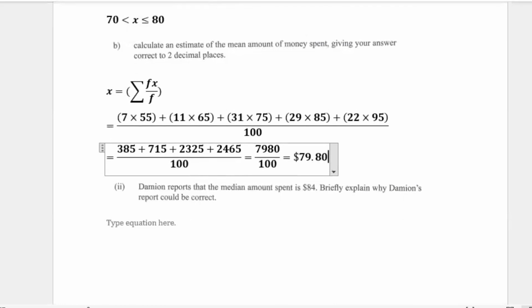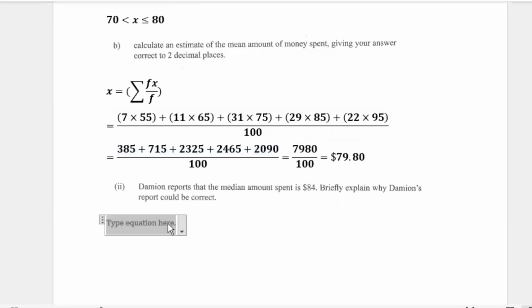All right, so part 2 says, Damien reports that the median amount of money spent is $84, and they want us to briefly explain why Damien's report. So you didn't multiply 22 and 95, I didn't. Or I missed one. 7 times 65. Oh, yes, that is true. So this will give me plus 2,090. And then I'll have 7,980 divided by 100. Thank you for that, Sims.